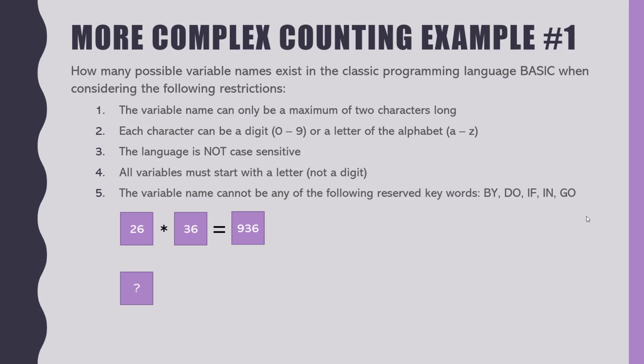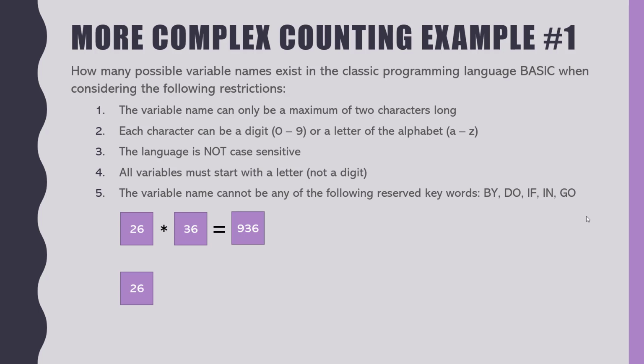And then for this one, there are 26 possible things that we can start with, and that's just 26. So if I add 936 and 26, forget about those 5 keywords for just a minute, that's the possible number of variables I could create. So that's the product rule and the sum rule.